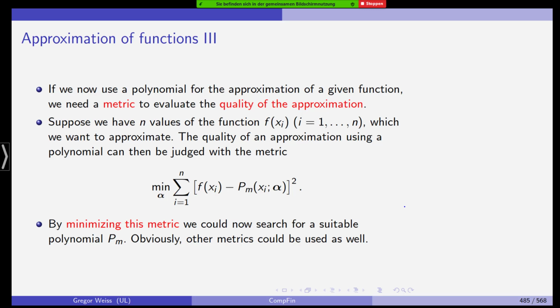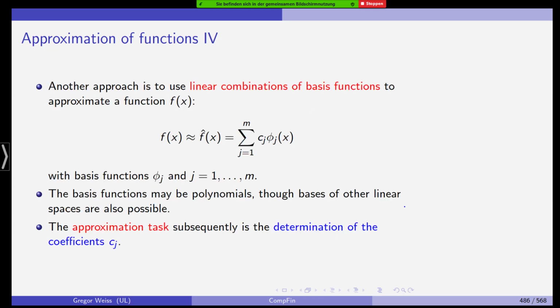Take those function values that are known, f of xi, minus the corresponding value of a polynomial at this point, take the squared value, sum them all up, and minimize this squared error sum over the coefficient vector alpha. By minimizing this metric, we can now search for a suitable polynomial Pm. And obviously, other metrics could be used as well, but here we use the squared sum of errors.